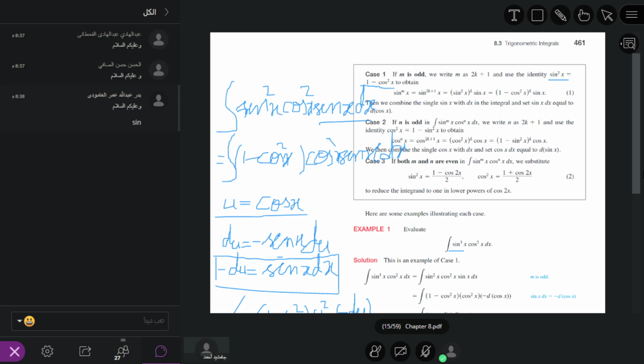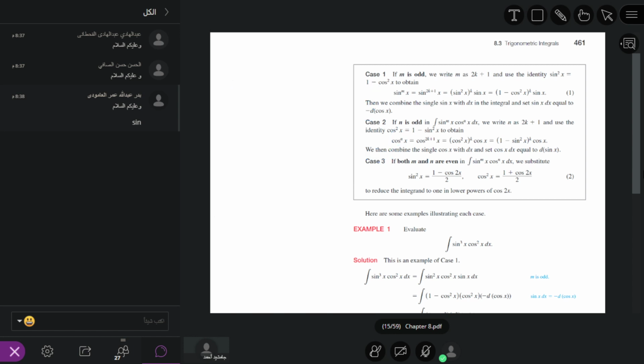So here we split one sine and write the remaining in terms of the square, and convert sine into cosine. Similarly, if we have the second case, if the power of cosine is odd, so previously we have discussed the power of sine is odd. Now, if the power of cosine is odd, we do the same for cosine. It means we split one cosine from the cosine and write at the end, and write the remaining in terms of the square. You can see in example number 2.